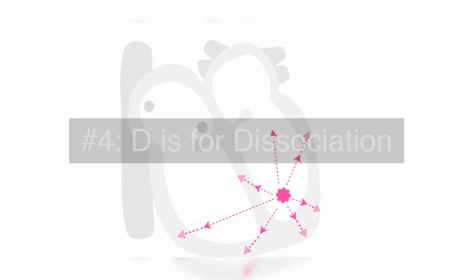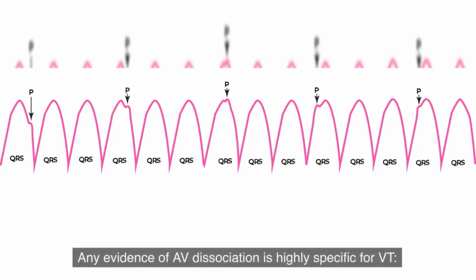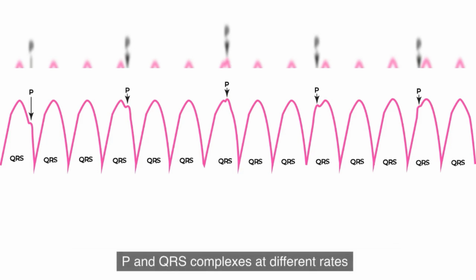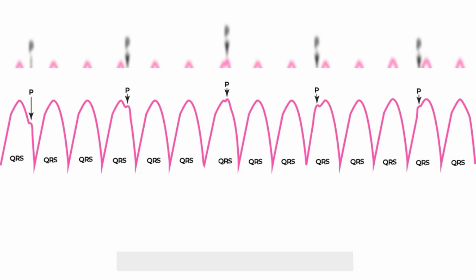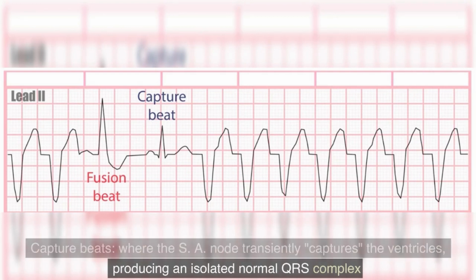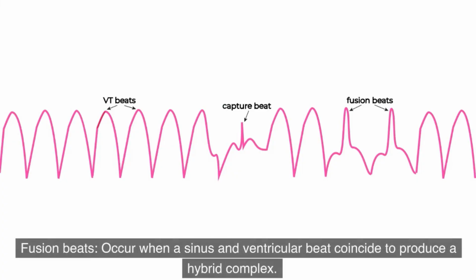Number 4. D is for dissociation. Is there AV dissociation? Any evidence of AV dissociation is highly specific for VT. P and QRS complexes at different rates. Capture beats, where the SA node transiently captures the ventricles, producing an isolated normal QRS complex. Fusion beats occur when a sinus and ventricular beat coincide to produce a hybrid complex.